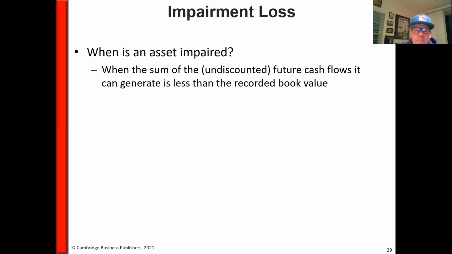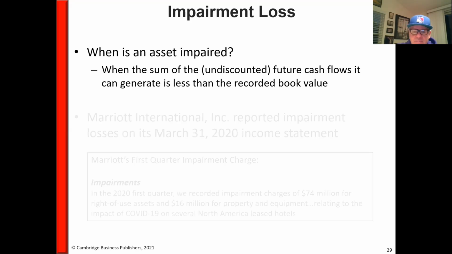For our purposes, whenever the undiscounted future cash flows, meaning we don't consider the impact of interest, we'll get into present values later, the amount that can be generated is less than the recorded book value of the asset, you have to write it down.